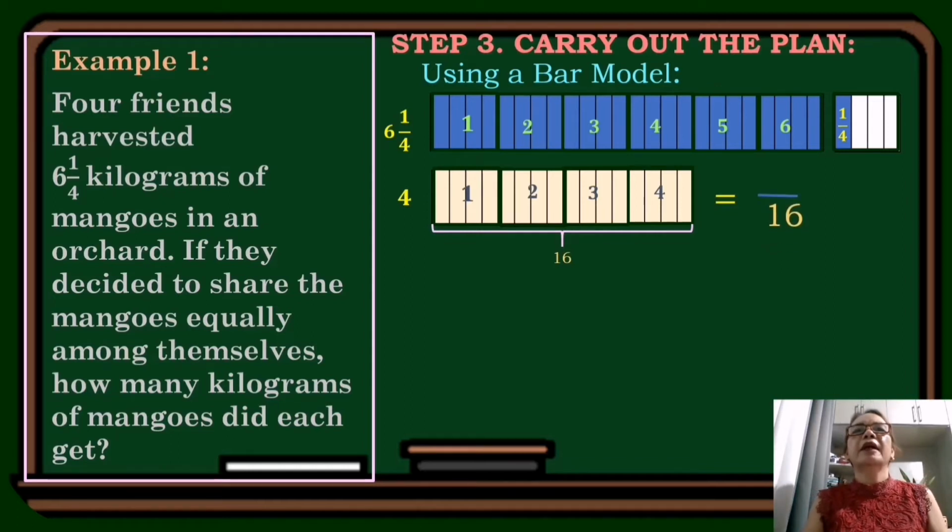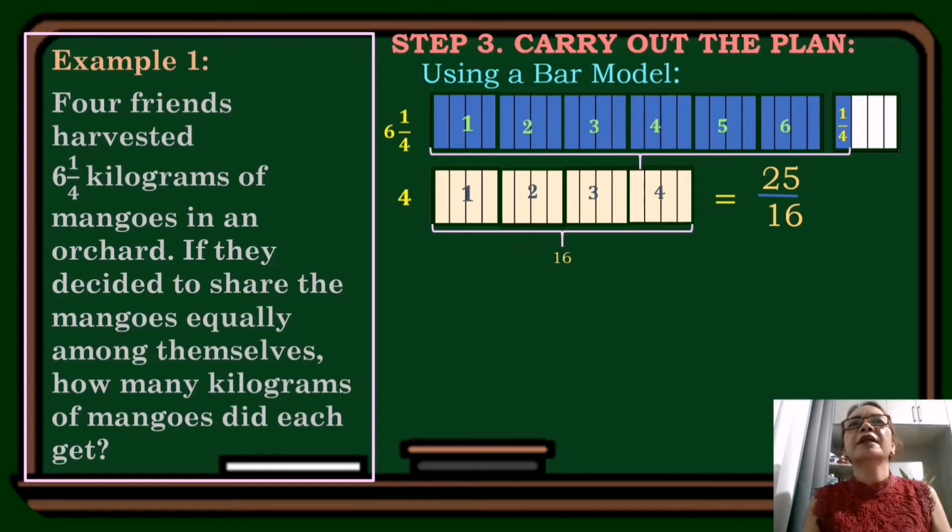Okay? Then, look at our dividend, 6 1/4. How many are shaded? So we have 4, 8, 12, 16, 20, 24, 25. So there are 25 shaded parts. So that will be our answer, 25 over 16.